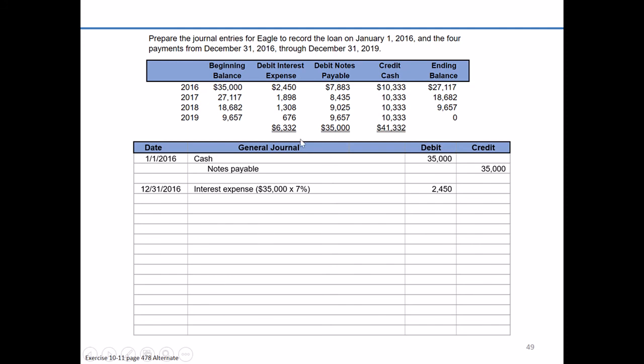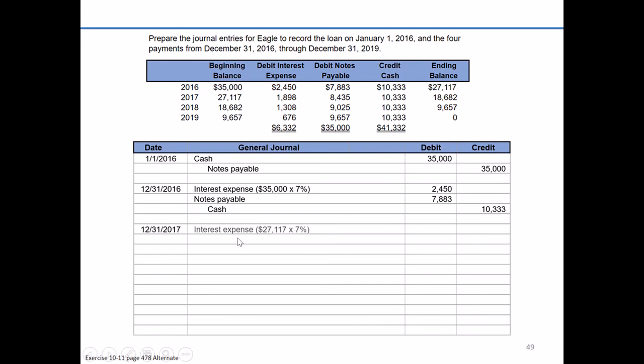Also, a portion of the payment, in particular $7,883, is a reduction on the note. So we'll decrease notes payable by debiting notes payable for $7,883. The other side is we're reducing cash because we're making a payment. So we'll credit cash by the annual amount of $10,333. I'm going to go through the next ones fairly quickly because we've already done the calculations.